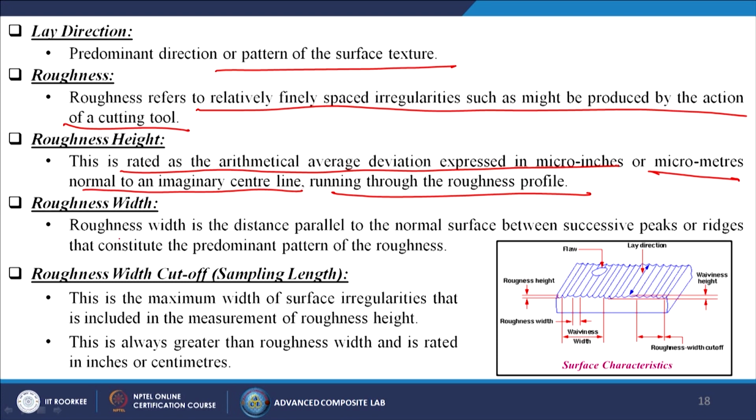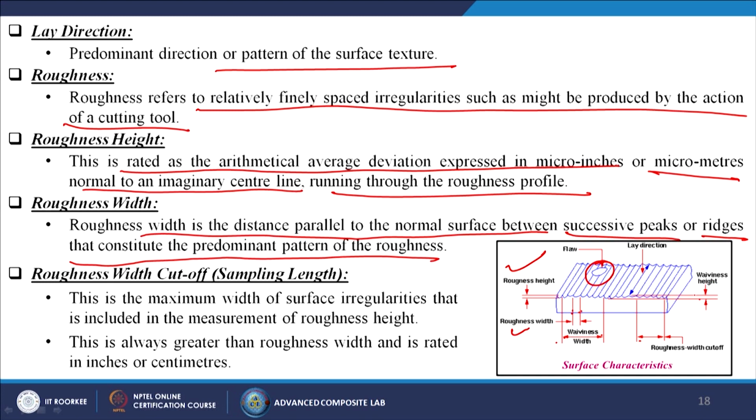Roughness width is the distance parallel to the normal surface between successive peaks or ridges that constitute the predominant pattern of the roughness. So, from this particular image you can understand the whole thing: what is the roughness height, what is the roughness width. Two consecutive peaks, and this is the total width or maybe the waviness. Here is the roughness width cutoff, here are the lay directions, there is some kind of flaw that has been detected, and waviness height is this one.